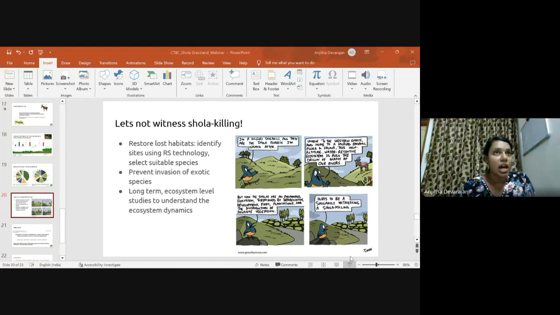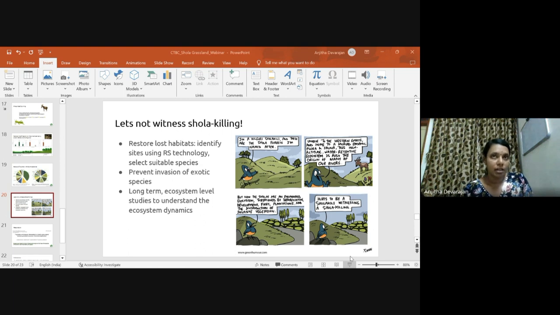The Shola grassland is very undulating and the aspect plays a very important role. A particular aspect like the northeastern aspect is cooler compared to the southwestern aspect. So cooler-climate-preferring species may be found in the northeastern aspect compared to the southwestern aspect. So we have to select the suitable tree species accordingly. And we definitely have to prevent the invasion of exotic species like acacia or eucalyptus. We have to adopt multiple strategies for different species.